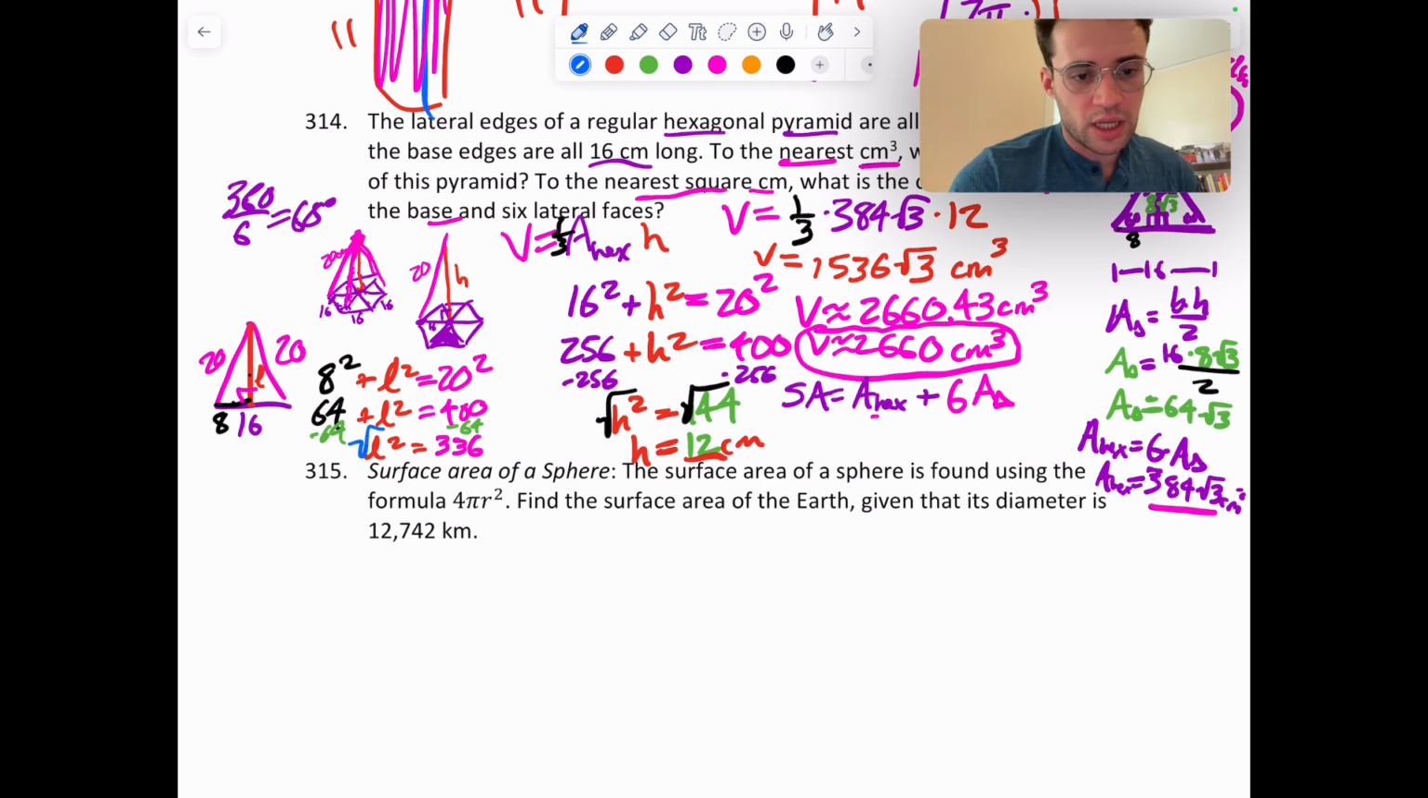If we do the square root of both sides, you'd get the square root of 16 times the square root of 21. We could write that as 4 times the square root of 21. So our slant height is 4 root 21 centimeters.